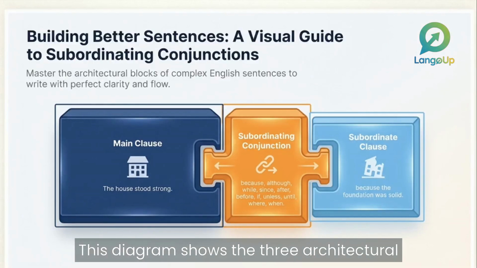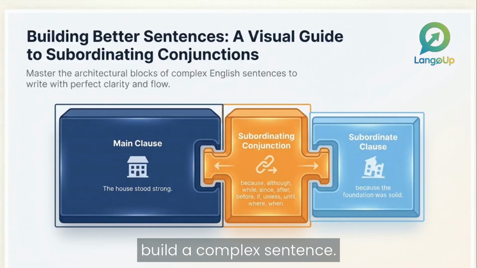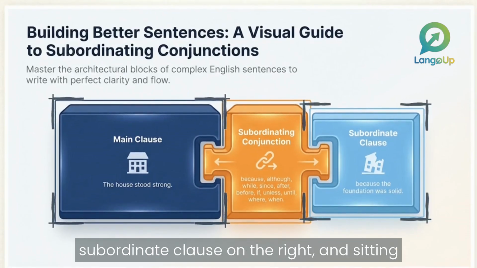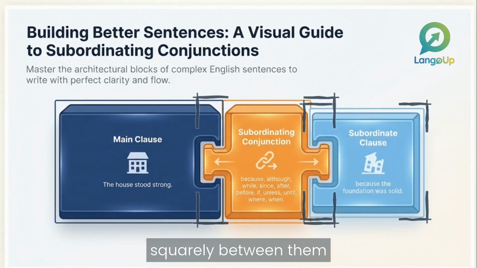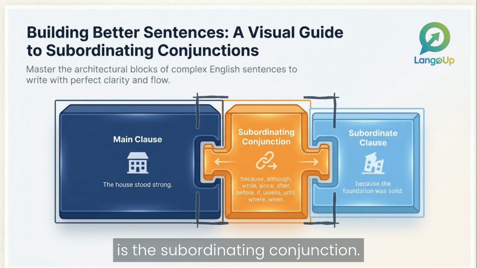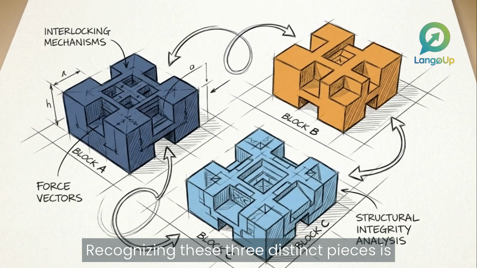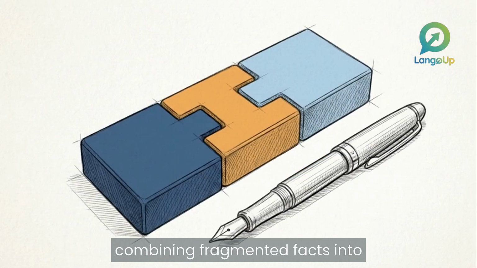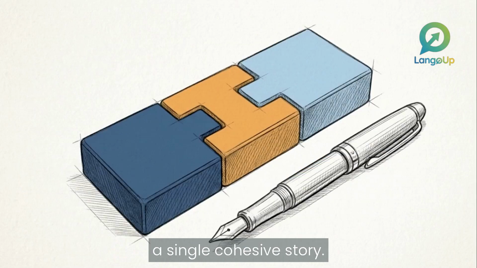This diagram shows the three architectural pieces required to build a complex sentence. We have the main clause on the left, the subordinate clause on the right, and sitting squarely between them is the subordinating conjunction. Recognizing these three distinct pieces is the first step. Once you see them, you can start combining fragmented facts into a single cohesive story.